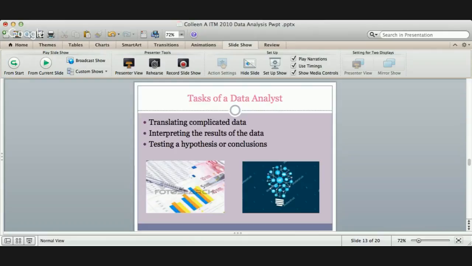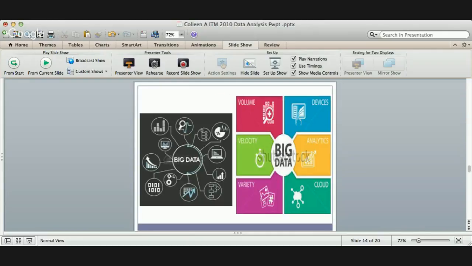Sounds really awesome, but what exactly does a data analyst do? The picture to the far left shows day-to-day tasks. You would look at the data and look at charts, analyze it, and think of new ideas. So basically, you translate complicated data, you interpret the results of the data, and you test hypotheses and conclusions about this data. Here's a picture. Big data is a huge thing right now because data analysts are analyzing all this data and making it accessible, usable, and understandable to everyone.